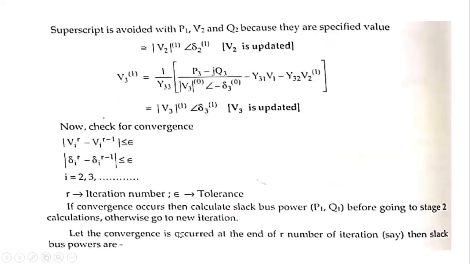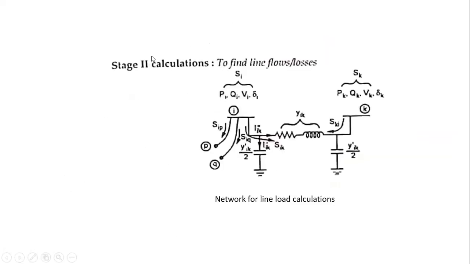Okay, next stage 2 calculations, to find the line flow losses. How will we calculate the losses? This will be well understood while solving the problem in the Gauss-Seidel method. Derivation, we will understand completely only when we solve the problem, then it becomes easy to understand.